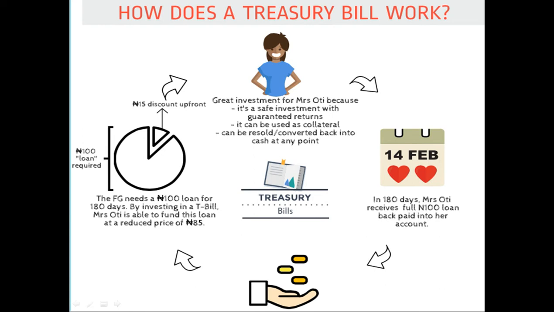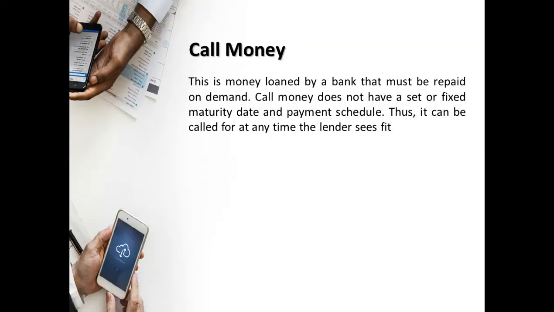So in 18 days, Mrs. Oti received the full 100 naira loan back, paid back into her account. So it's collecting the money back. Okay, remember, she gave out what? 85 naira. Though government is saying they are collecting 100 naira from you, it has been discounted upfront already. So the interest has been added. So when they are paying back, they pay you back with the investment and the interest together. So it's very safe, very, very safe.